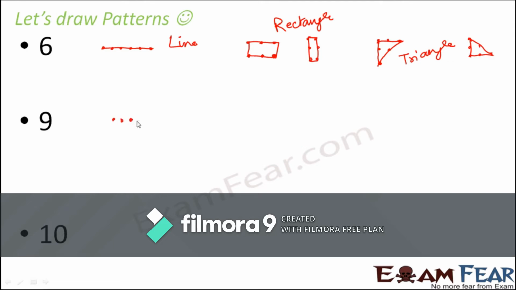What about 9? Now with 9, as usual, you can make a line definitely. Can you make a rectangle with 9? Not really, because if you place 4 points in a line, then you will not be able to make 3 lines or 2 lines, because you will have 1 point extra. So you can only have a square with 9. If you place the points like this, you get a square. So square is one option and line is another option.